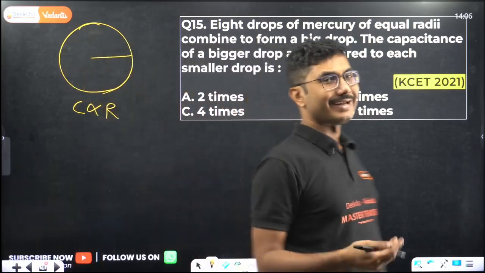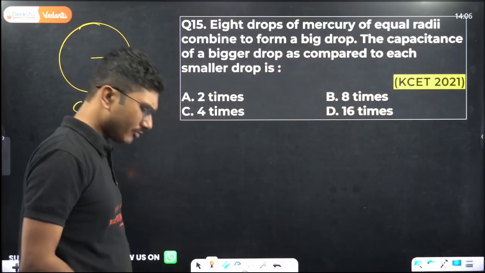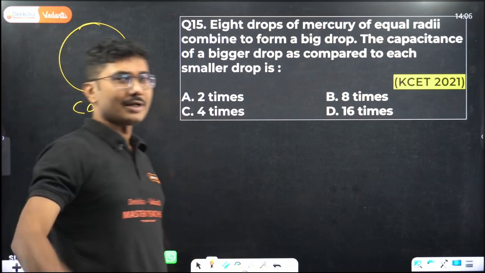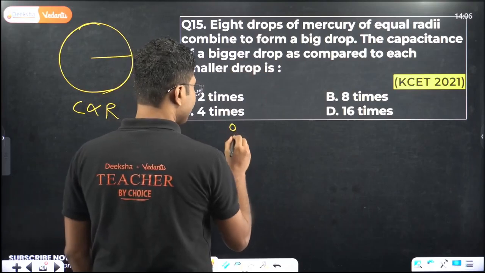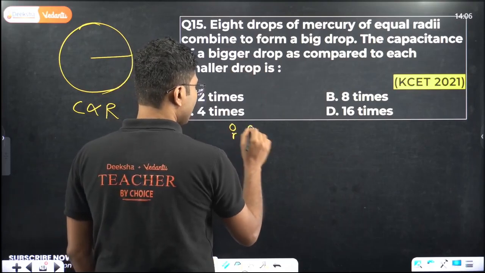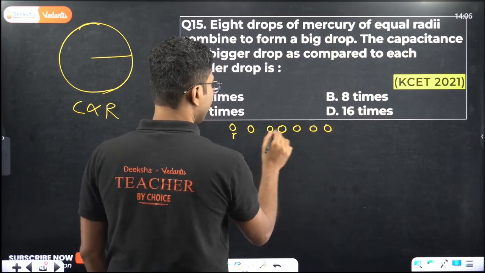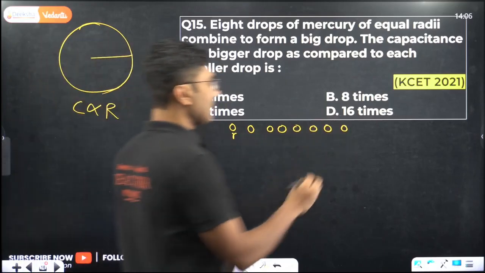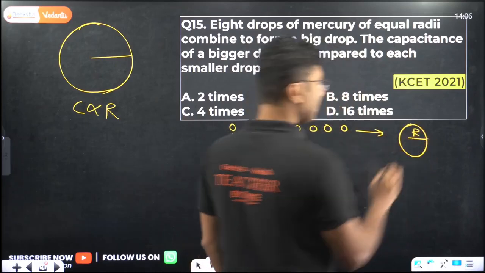So if you can find the radius, you know what is the capacitance. There is a constant of proportionality of course involved, but if you can find the radius, then you can find the capacitance. So when 8 small drops, say each of them of radius small r, 1 2 3 4 5 6 7 8, so 8 drops of mercury are coalescing to form a bigger drop of say radius R.